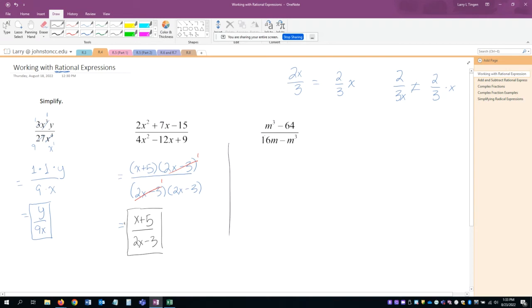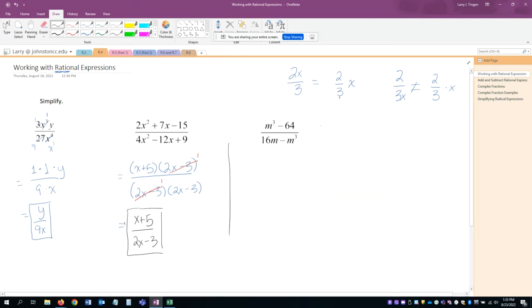The last one. Now, this one, the numerator, you may not see it immediately, but it is the difference of cubes. All right, and the difference of cubes is what? Sorry. Difference of perfect cubes. I cannot write with this. There we go. There I am. All right.